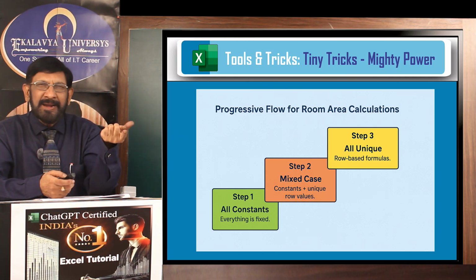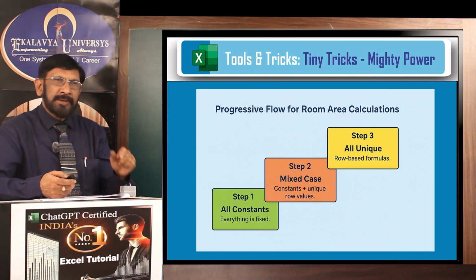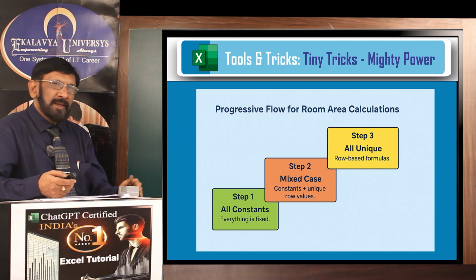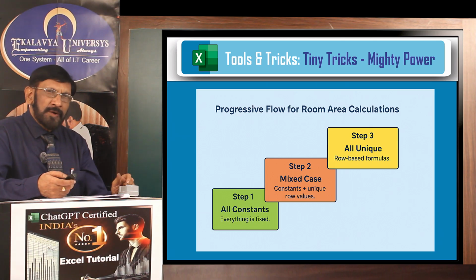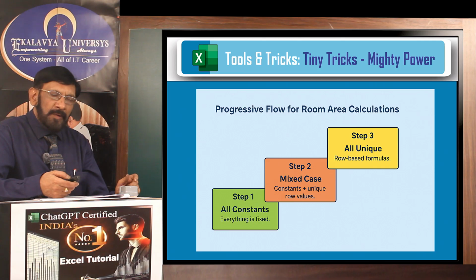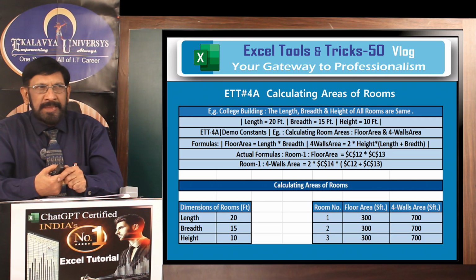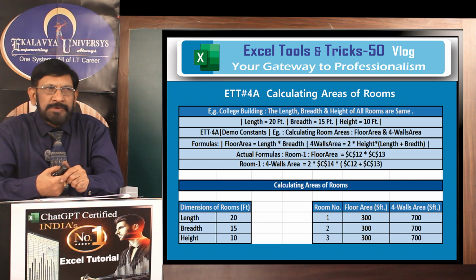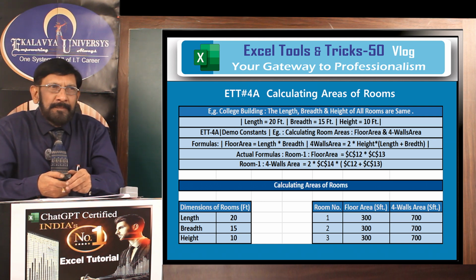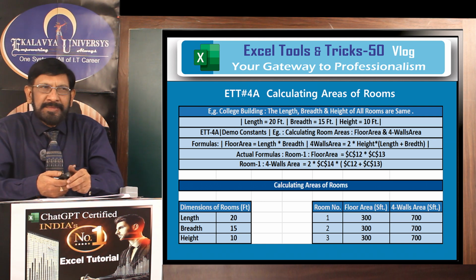And this is not the end of that. While you are writing and advancing, you will face several situations. In every situation, you can understand how to write a program. Now you see the first program, 3A. In the first program, length is 20, breadth is 15, height is 10.